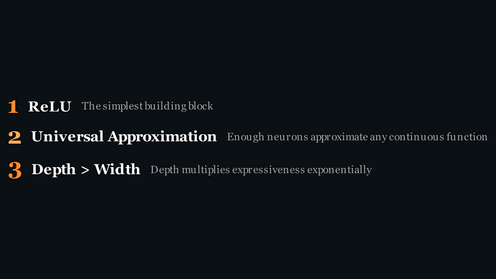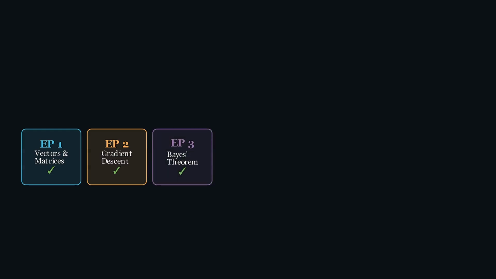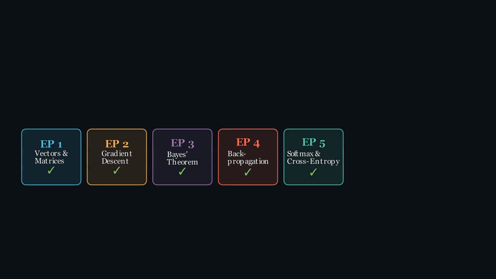And with this, our mathematical toolkit grows. In episode 1, we learned how AI represents the world, with vectors and matrices. In episode 2, how AI improves, gradient descent. In episode 3, how AI handles uncertainty, Bayes' theorem. In episode 4, how AI learns from mistakes, backpropagation. In episode 5, how AI makes decisions, softmax and cross-entropy. And today, why neural networks can learn almost anything, the Universal Approximation Theorem.